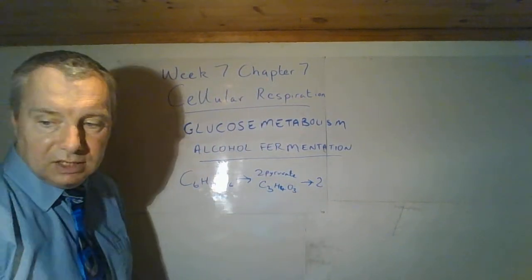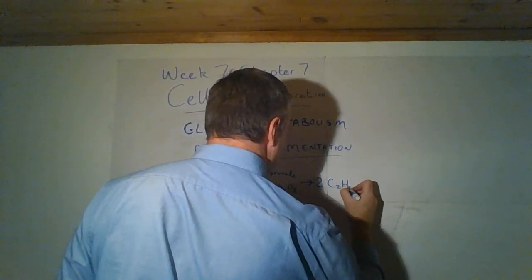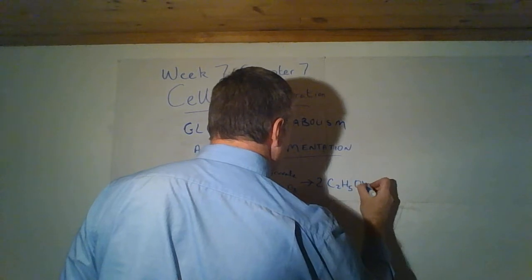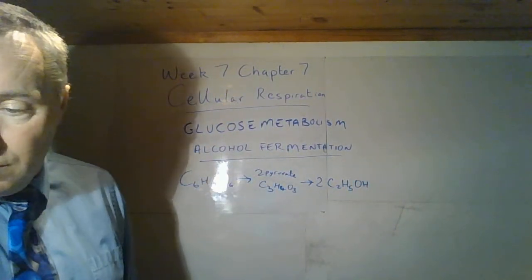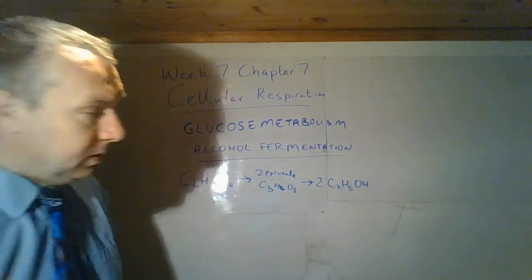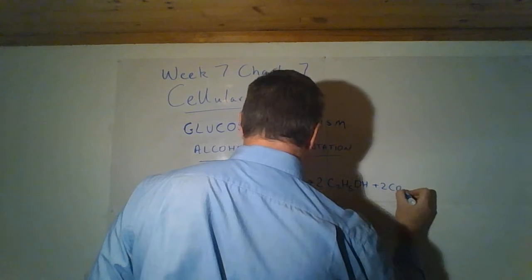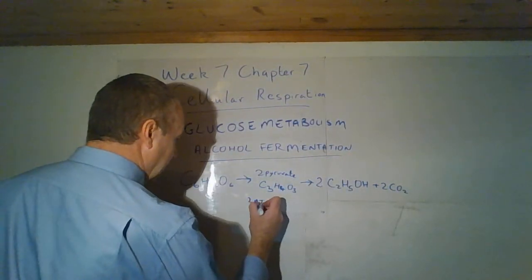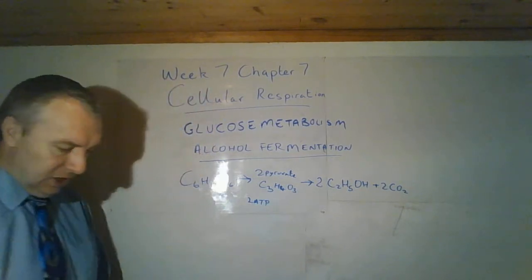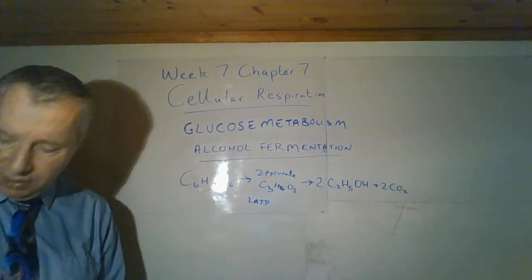of those. So that's C2H5, and here's the alcohol group, the OH, and again we get 2 CO2, and because of this step here we got 2 ATPs from it. So with any fermentation, again, it's an anaerobic reaction, you're only going to get 2 ATPs.